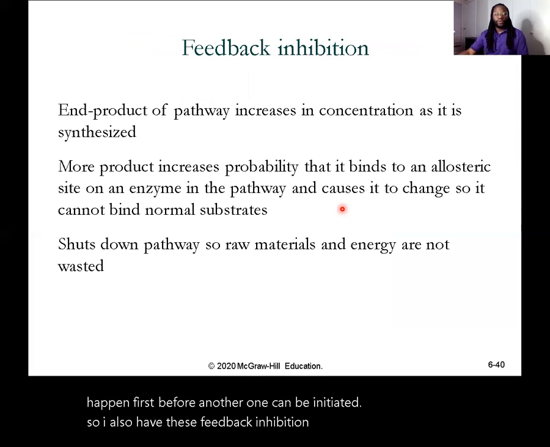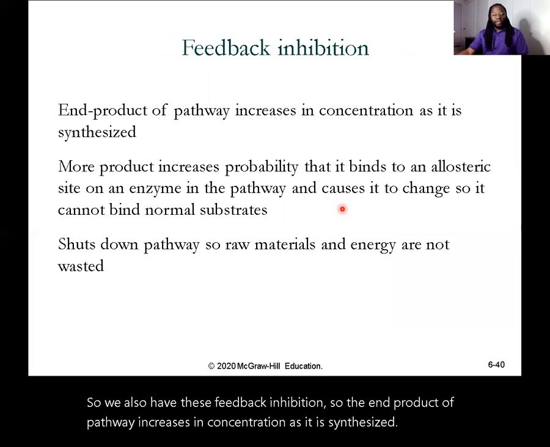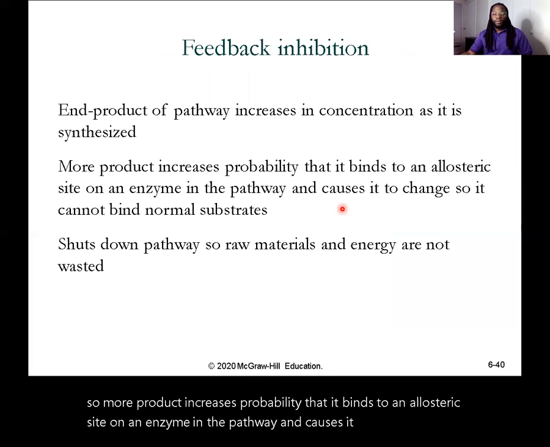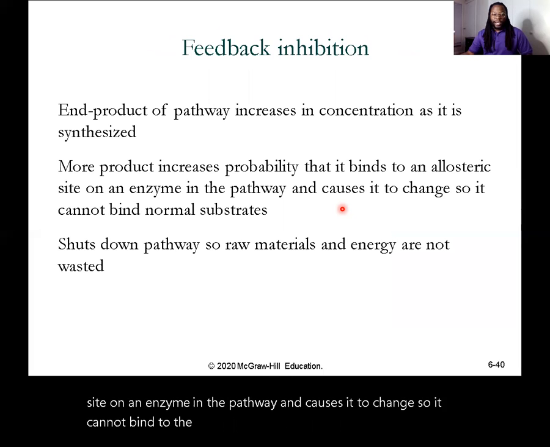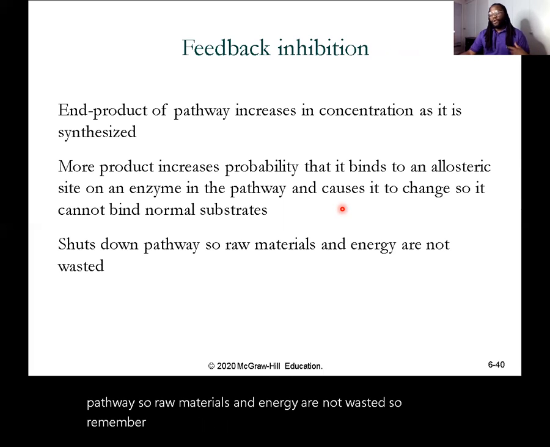The end product of the pathway increases in concentration as it is synthesized. So more product increases the probability that it binds to an allosteric site on an enzyme in the pathway and causes it to change so it cannot bind to the normal substrates. Now, this shuts down the pathway so raw materials and energy are not wasted. So remember that the allosteric site is either blocking or promoting a reaction of that enzyme.